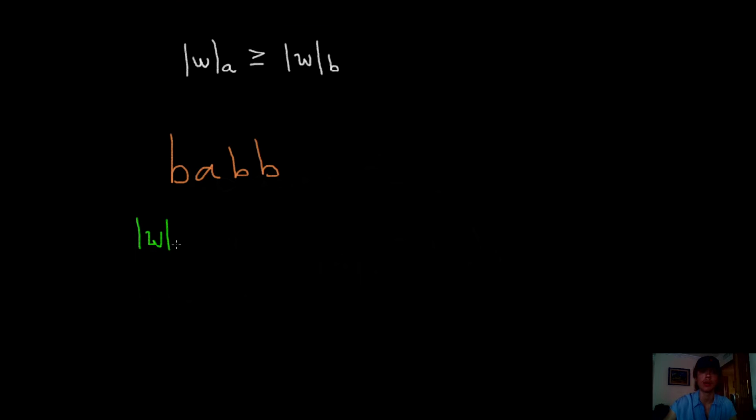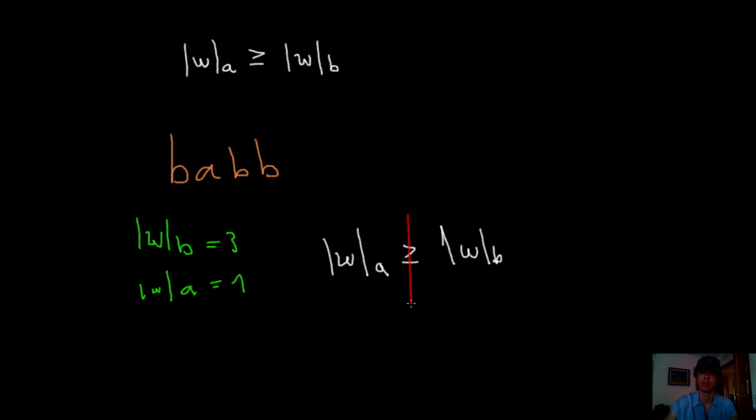We see that we have a total of 3 B's and we have only 1 A. So, is this true? The number of A's is greater or equal than the number of B's? Is this true? Well, it is not true, right? This is false because we see that 1 is not greater or equal than 3.